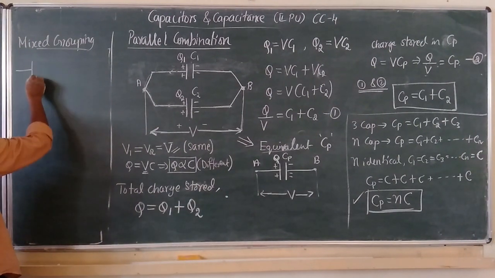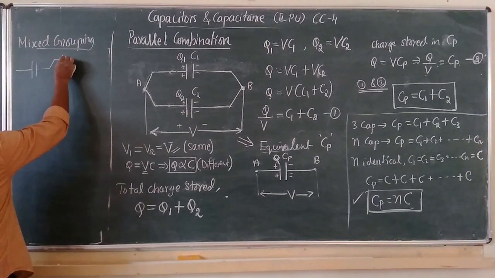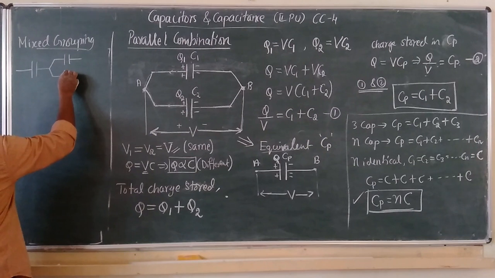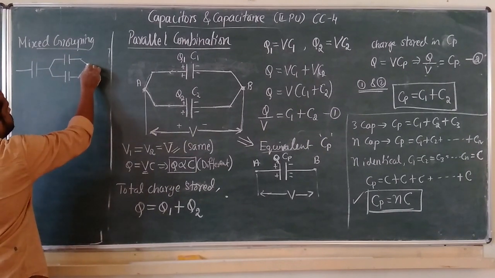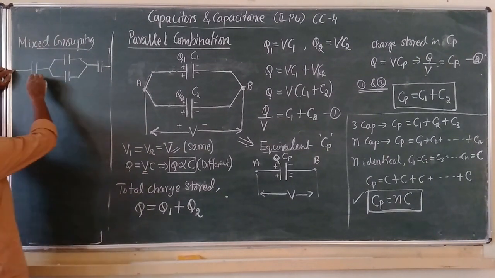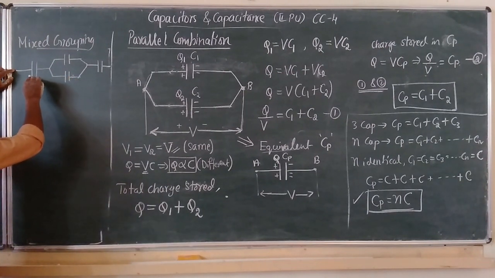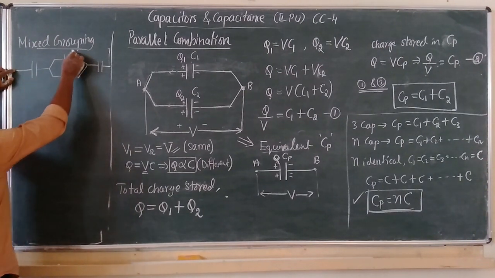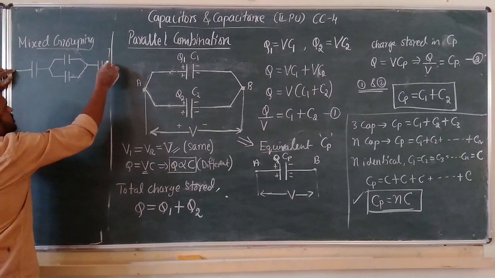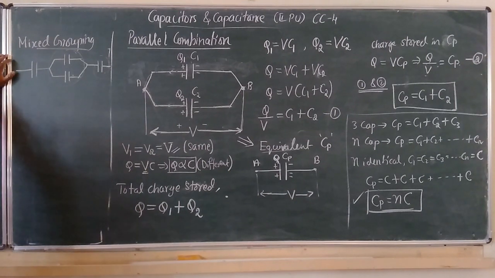Now, a simple example. If you consider this particular circuit, now this is mixed grouping. These two capacitors are in parallel, that is a parallel combination here. Next, this combination and this capacitor are in series, so it is a series combination. So in this case there is a series combination as well as a parallel combination.